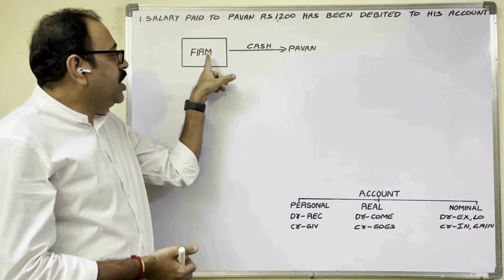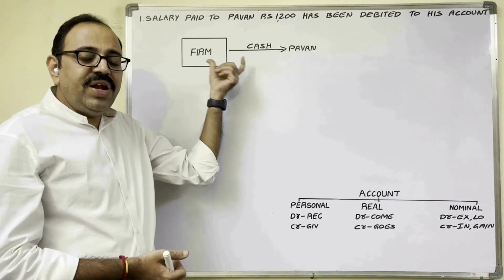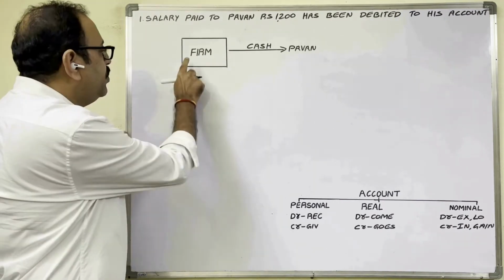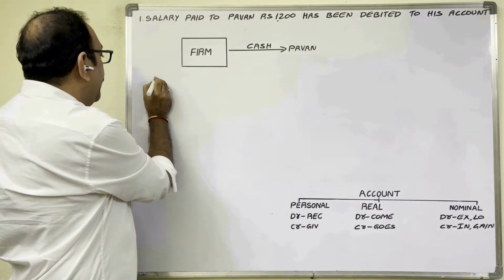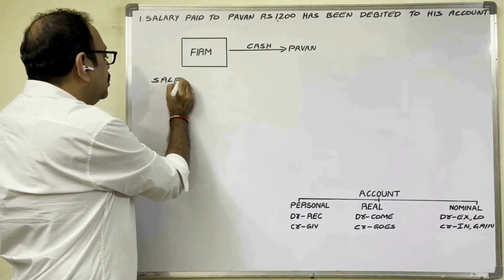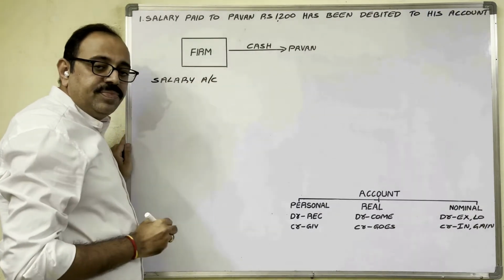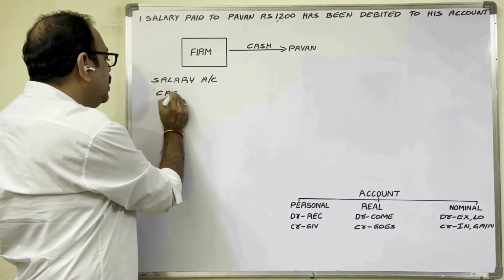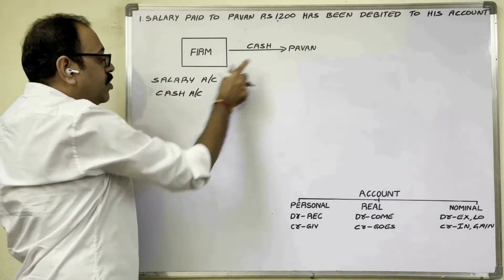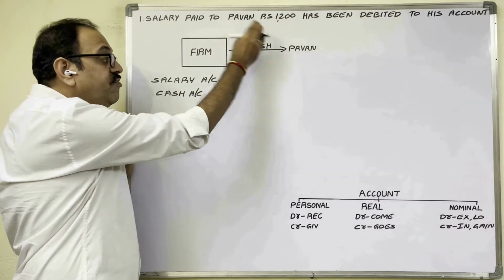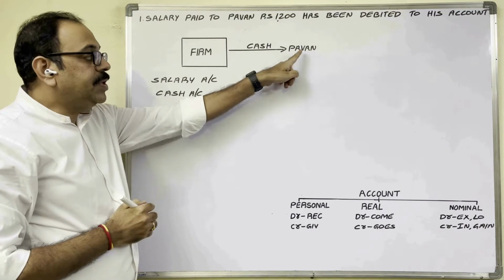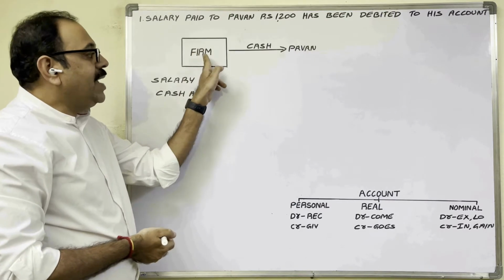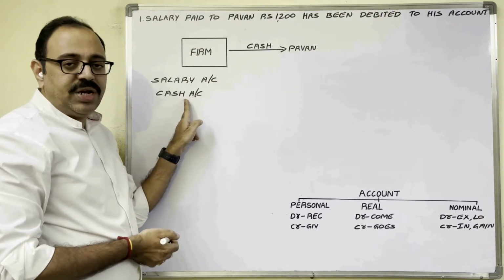To Pavan, we are paying salary. Every transaction contains a minimum of two accounts. These two accounts we should identify first. The firm paid salaries to Pavan. The expenditure name is salary, so salary account is one account. And from the firm, cash is going. Therefore, cash account is another account. Don't take Pavan account here, because to whom we are paying that expenditure, that person's name is immaterial to us. Only the expenditure name, and as cash is going from us, cash account we should write.